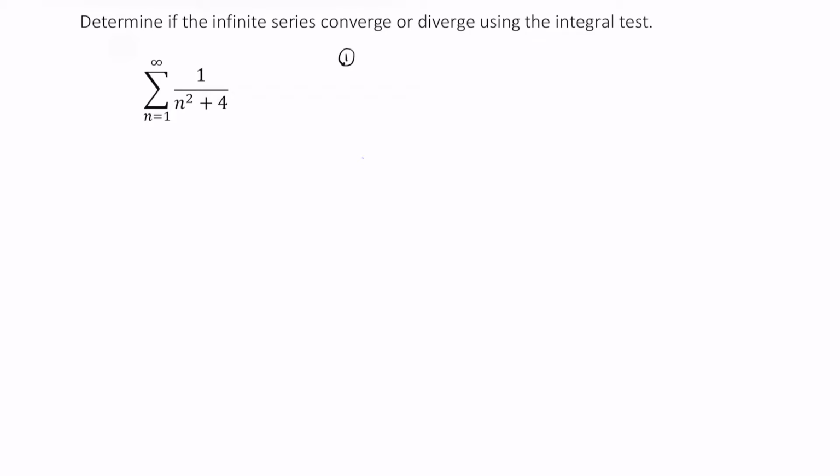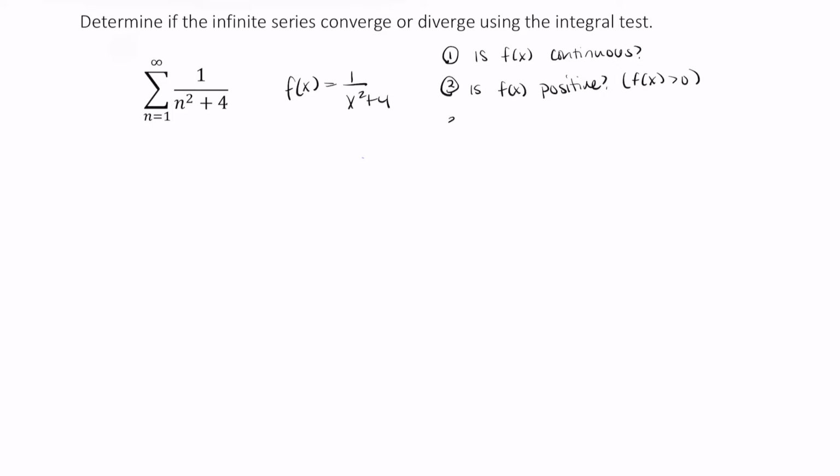The first is, do we have a continuous function? In our case, our function f of x is equal to 1 over x squared plus 4, where the domain is just the positive integers. So, is f of x continuous? Secondly, we need to establish that f is positive. And finally, whether f of x is decreasing.